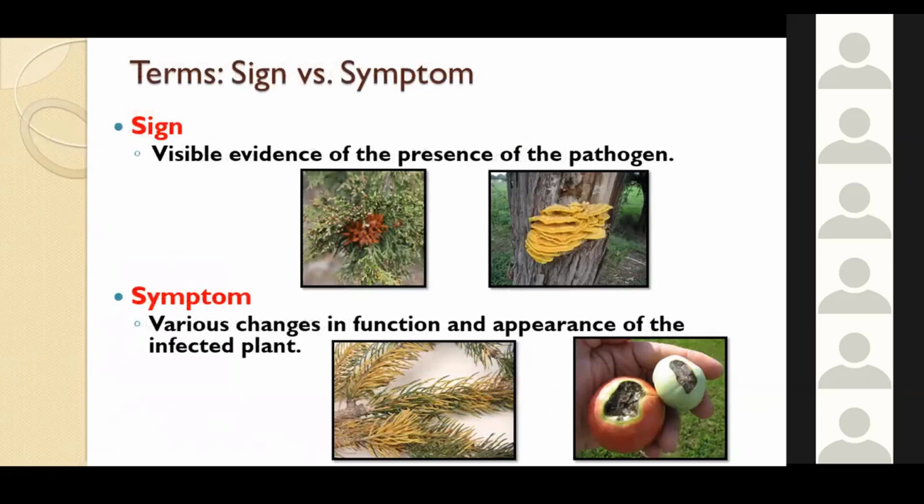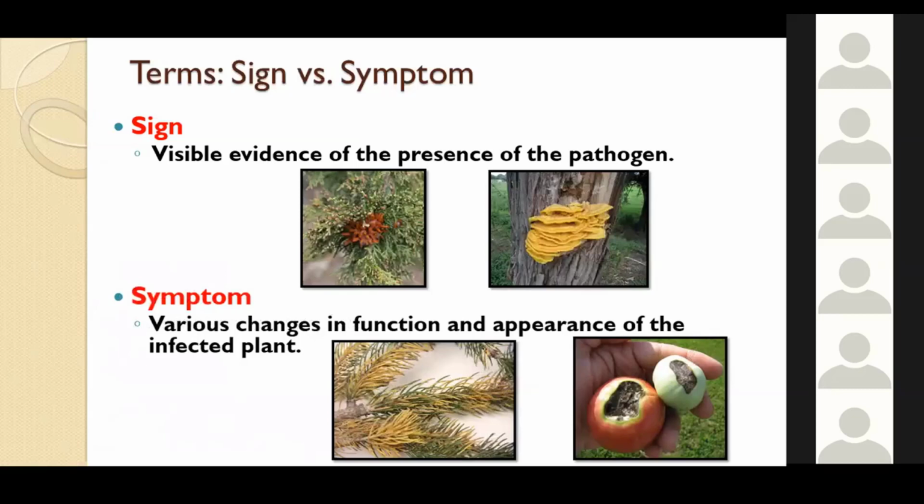Two more terms are sign and symptoms. A sign is the actual visible evidence of that pathogen. If it's a fungal pathogen, that's actually seeing the mycelia growing, or if we have a conk growing on a tree, like we have in that far picture, that is the actual fungus that's growing out. That is a sign of the disease.